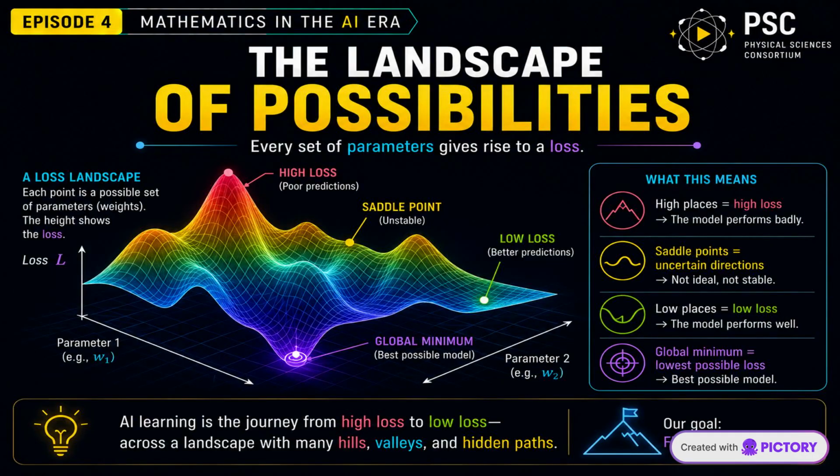Imagine every possible set of model parameters as a point on a landscape. The height represents the loss. Some regions have high error, while valleys represent better solutions. Training means navigating this mathematical landscape toward a region where the loss is low.